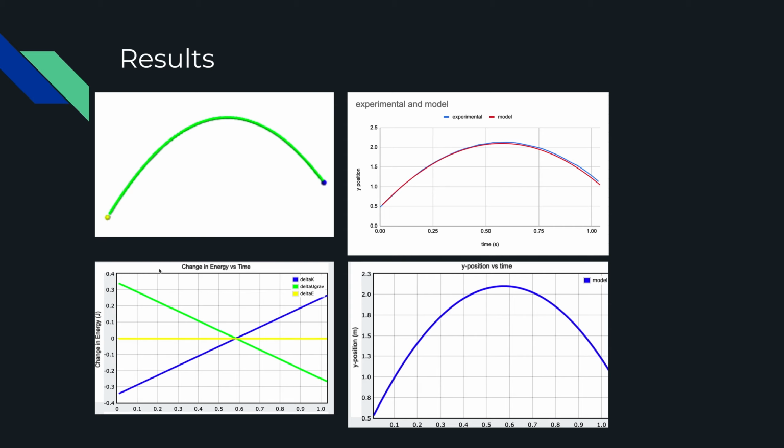If we look down here at our change in energy, you can see that the total energy is conserved as we move through the system. It's just that the potential energy from gravity changes into kinetic energy as we get towards the end of the system. And then here is simply our y position versus time graph that we got from GlowScript that shows the same movement as we would expect to see from the graph.